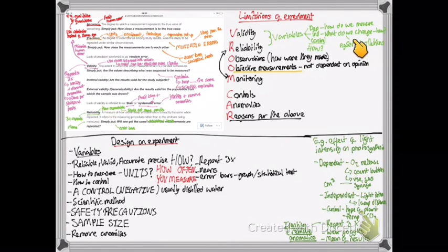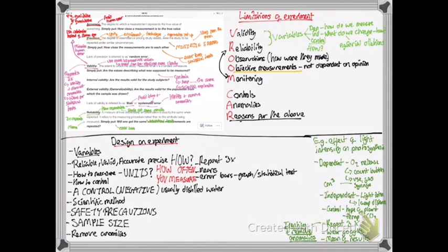Something else here is the independent variable. How do they change it? If we're looking at concentrations, to get different values of different concentrations, did they use a serial dilution or did they just guess the amounts? Okay, look at things like that. So validity is V, R is reliability, and I've spoken to you about both of those before.